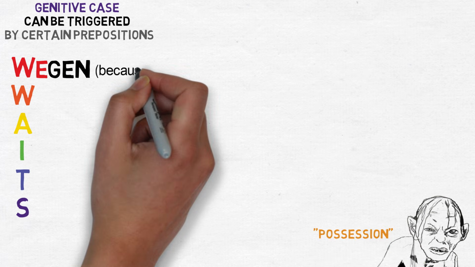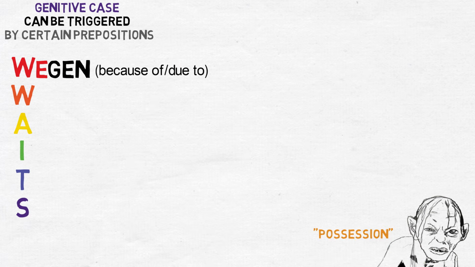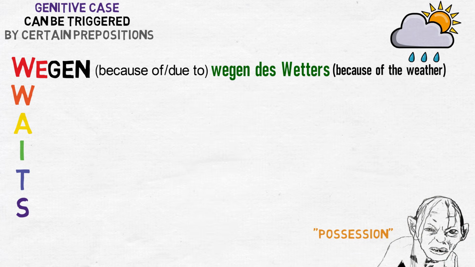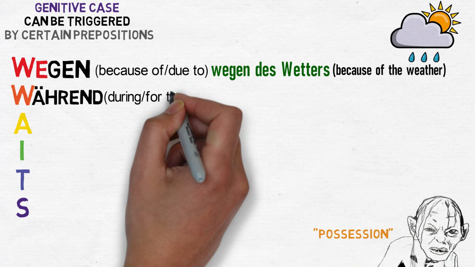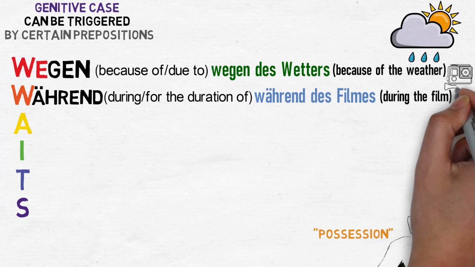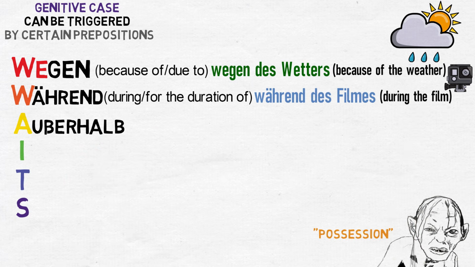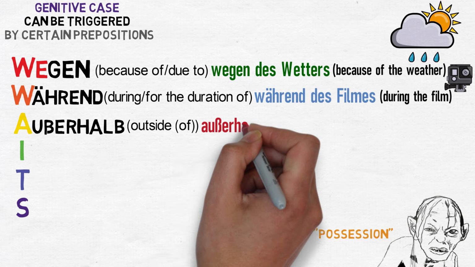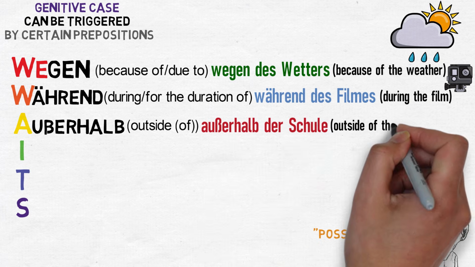Wegen, meaning because of. For example, wegen des Wetters, because of the weather. Während, during or for the duration of. For example, während des Filmes, during the film. Außerhalb, outside or outside of. For example, außerhalb der Schule, outside of the school.